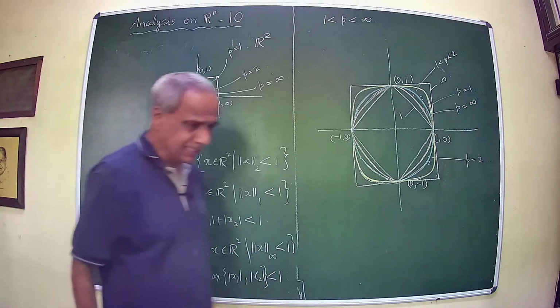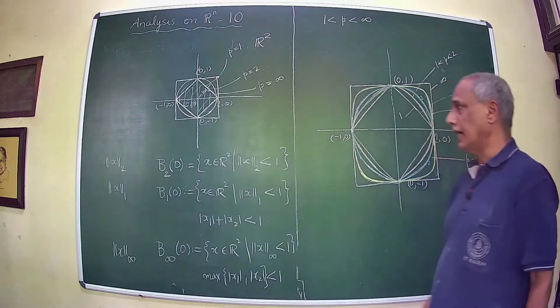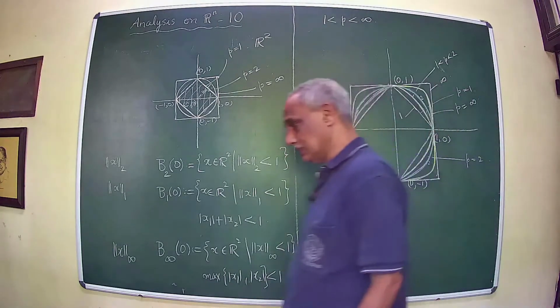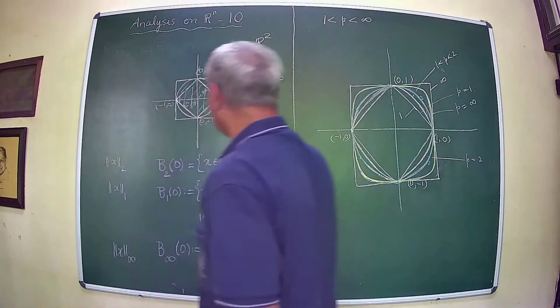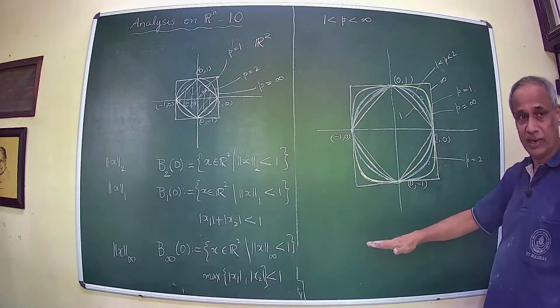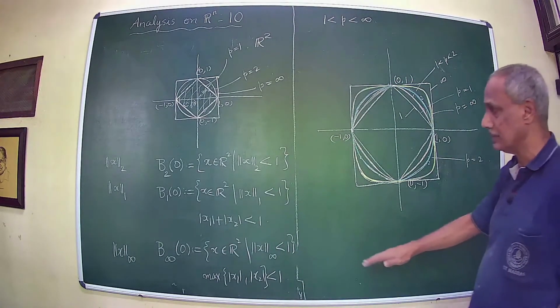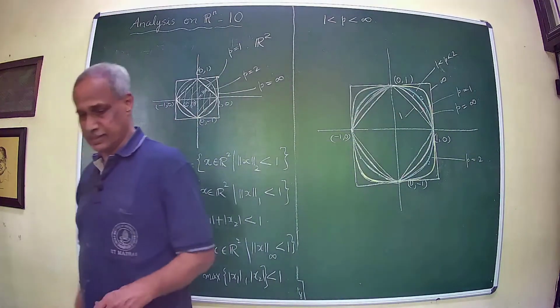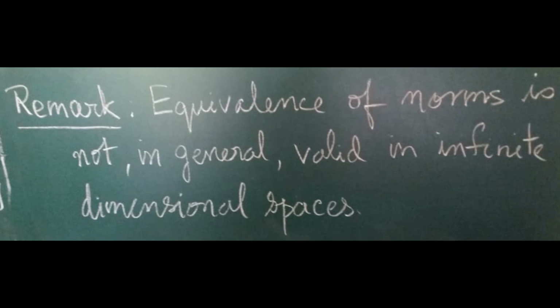So I think I will stop here and then go to the concept of derivative in my next talk. So this somewhat concludes the structure of Rn as much as we require for our understanding, and this is a bit extra that I have chosen to give at this stage. Okay, please note that the equivalence of norms is not in general valid in infinite dimensional spaces, but we shall not discuss it here.